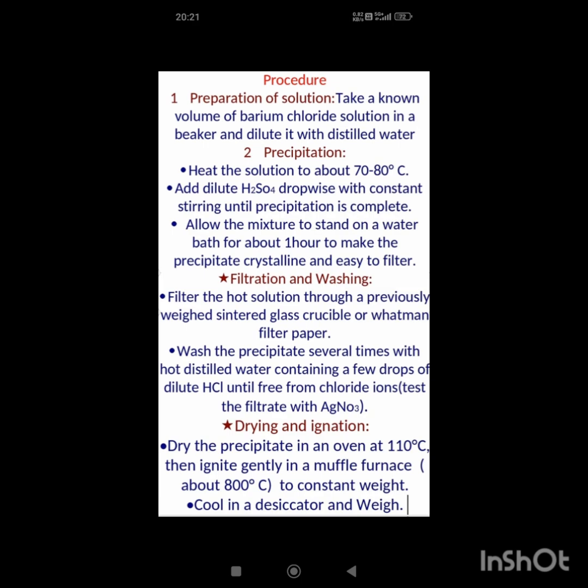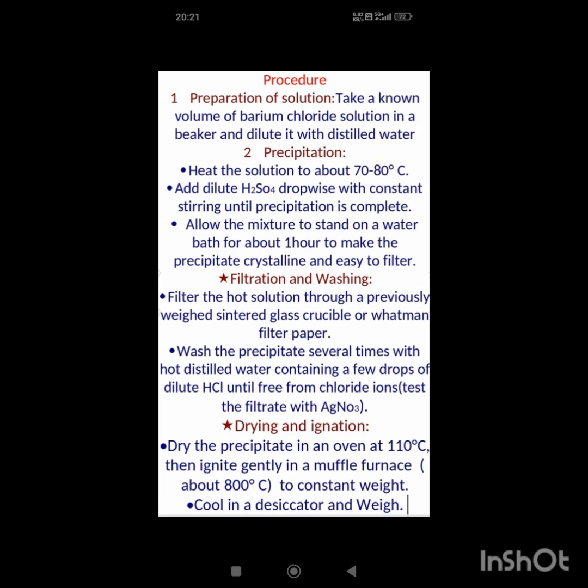Allow the mixture to stand on a water bath for about 1 hour to make the precipitate crystalline and easy to filter. Third one, filtration and washing. Filter the hot solution through a previously weighed sinter glass crucible or Whatman filter paper. Wash the precipitate several times with hot distilled water containing a few drops of dilute HCl until free from chloride ions.